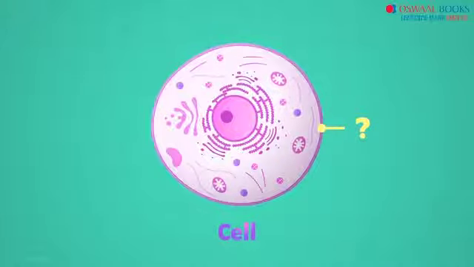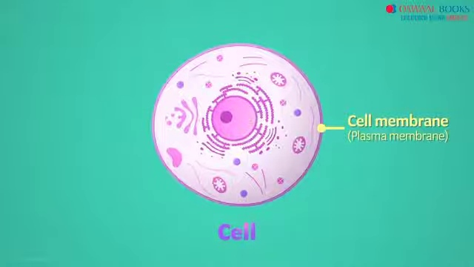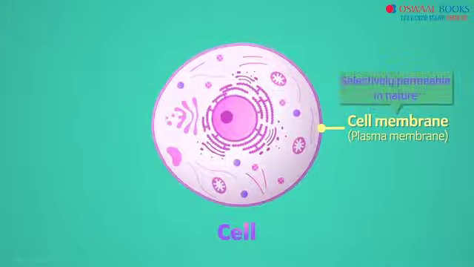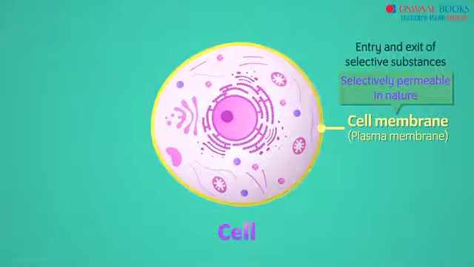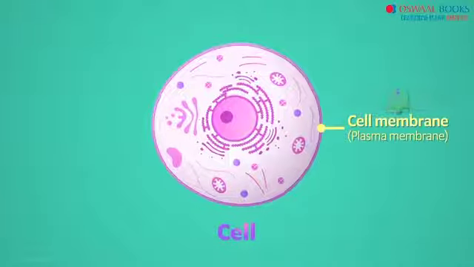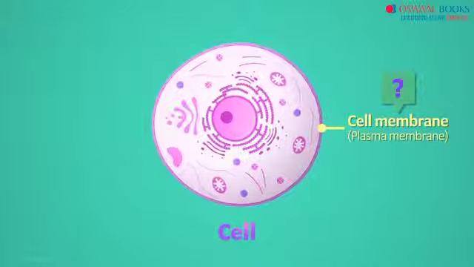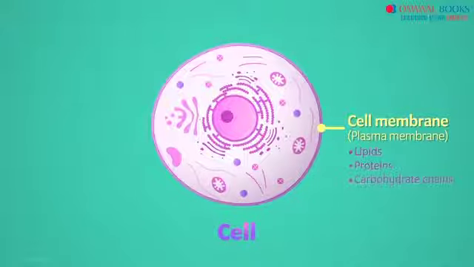That's right, it's called the cell membrane or the plasma membrane. In our previous video, we have learned that the cell membrane is selectively permeable in nature. That is, it only allows specific materials to enter and leave the cell. Any guesses what is the plasma membrane made up of? The plasma membrane is made up of lipids and proteins and also has some carbohydrate chains.